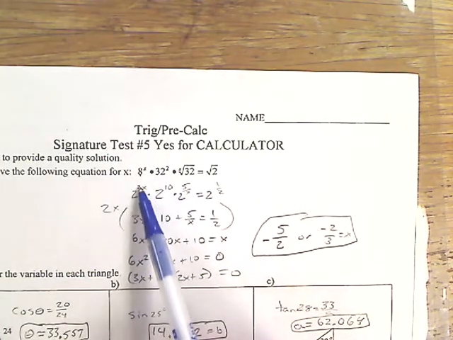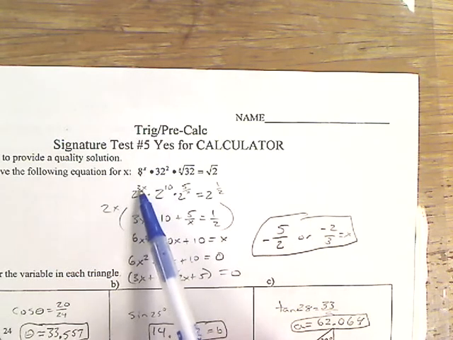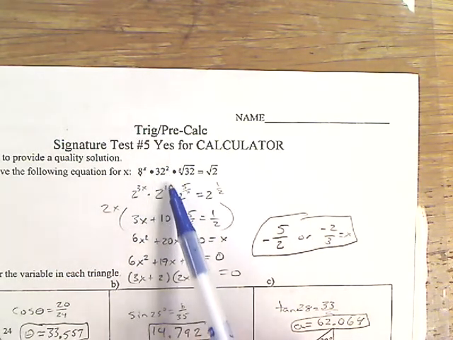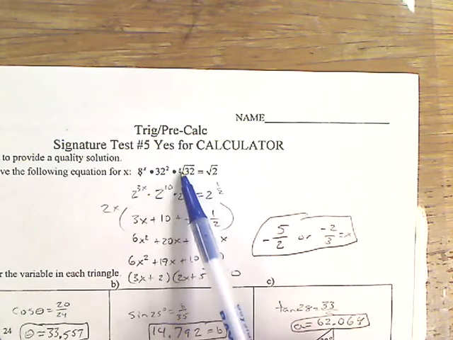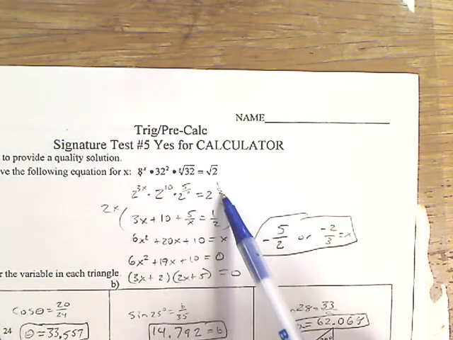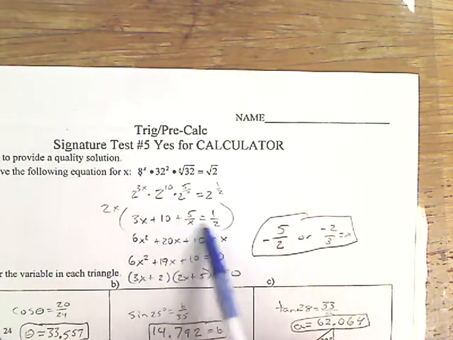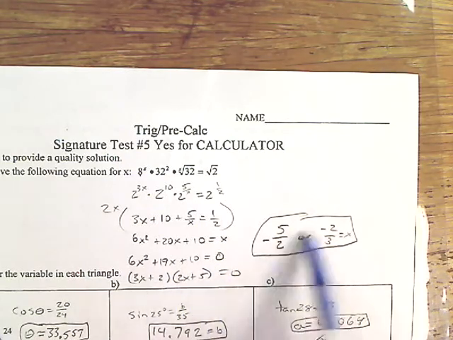8 is just 2 to the third. When you have an exponent raised to an exponent, it's just multiplication. So 32 is just 2 to the fifth, and that gives me 5 times 2 to the fifth again, and this is divided by the x, and that's just raised to the half. I multiply by 2x to get rid of my fractions, and got it equal to 0, factored, and solved.